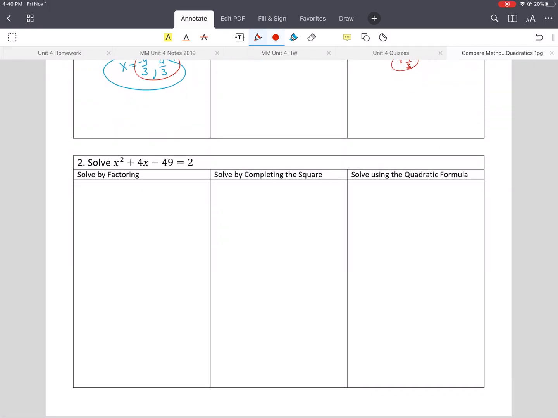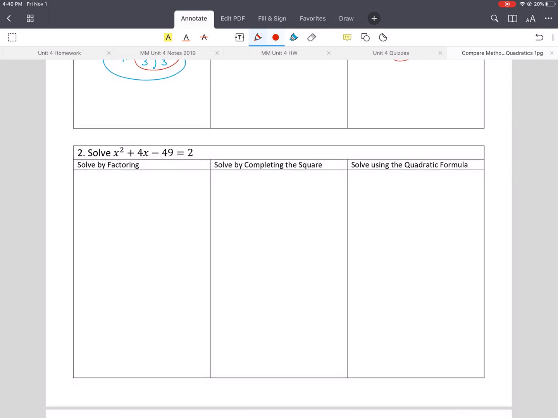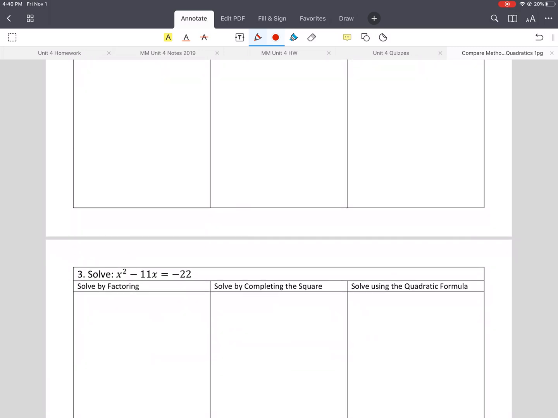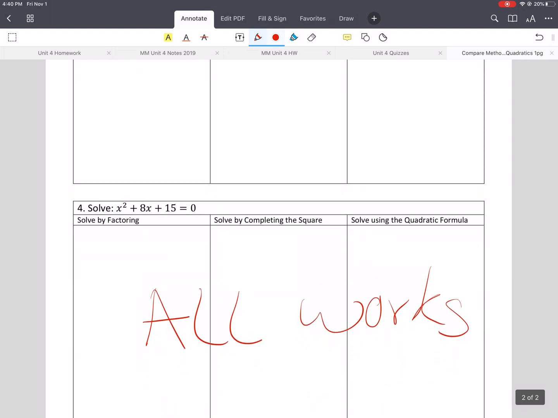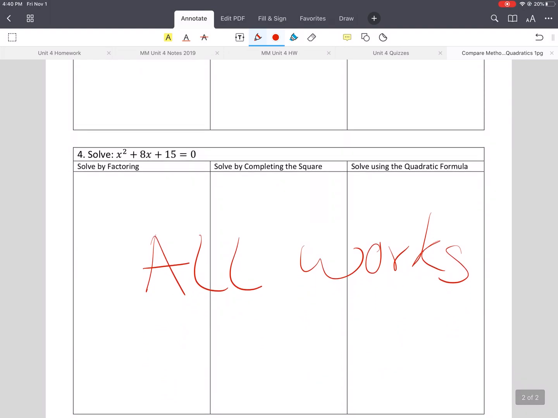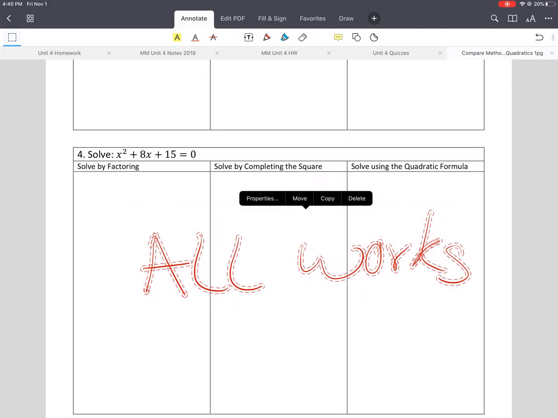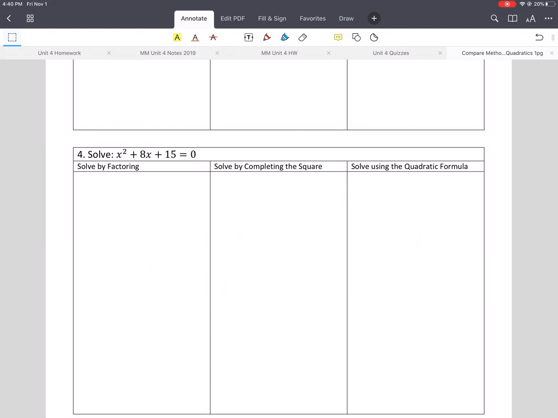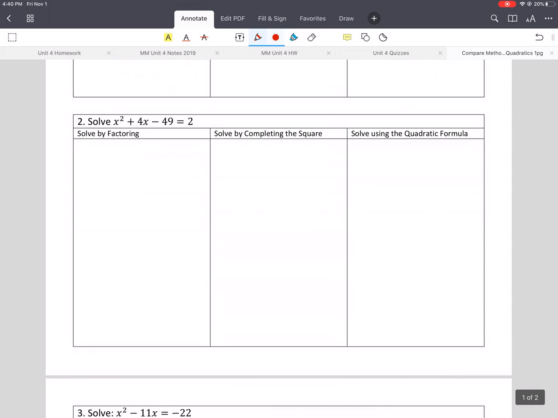So I'd like you to go ahead and do 2 and 3. I'm going to go ahead and do this problem. They all work, so I'll just give you another example of how to factor, complete the square, and use the quadratic formula. But I'll require you to do 2 and 3.